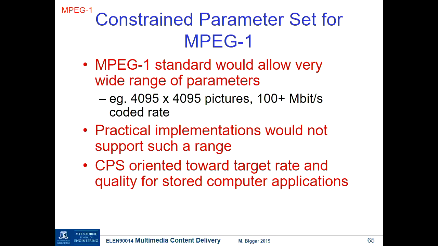In other words, I can produce a decoding chip that operates at only, we'll look at the parameters in a second, but only say 1.5 megabits per second for a limited resolution range, but it can still be compliant to the standard because it's just compliant to the constrained parameter set.